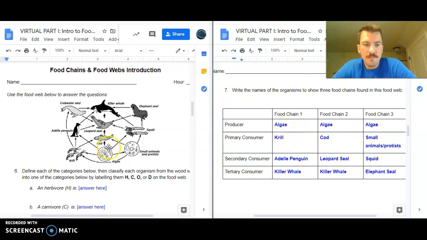I put down algae as the primary producer. The primary consumer, I put krill. So I took my food chain following this arrow to krill. From krill, I went to the penguin as the secondary consumer, and finally the killer whale as the tertiary consumer, or the third consumer. So your arrows just have to connect. And you could have so many different ones, but they have to start from algae, and the arrows all have to connect.